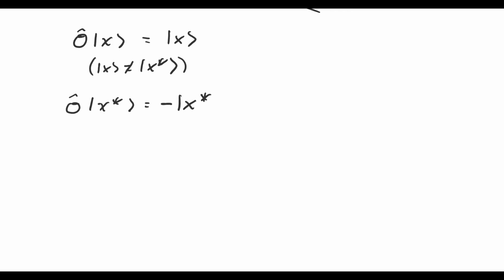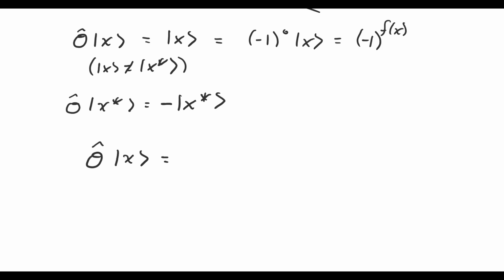If we want to write this more compactly as a single expression of what O does to all basis vectors, rather than having two cases, we can reintroduce the function f from the previous video. Note that in the first instance, the amplitude of the basis vector x can be written as -1 to the 0, because this is equal to 1. And f of x for all x not equal to x star is also equal to 0. So we can write this amplitude as -1 to f of x.